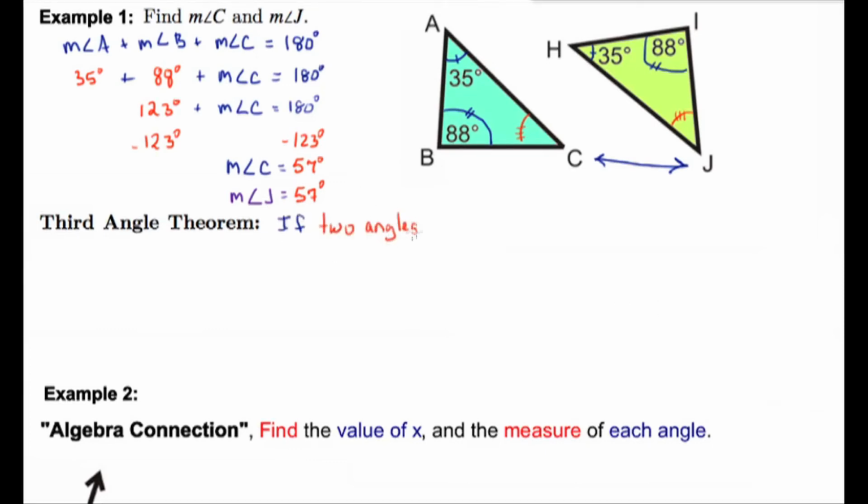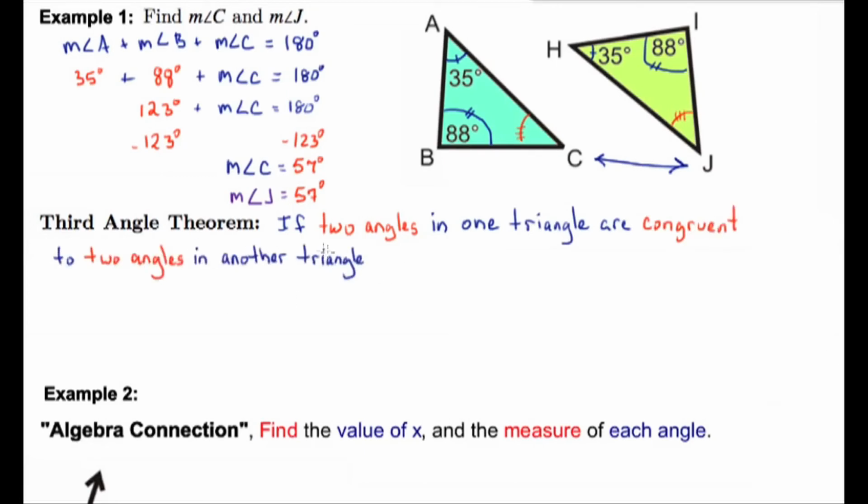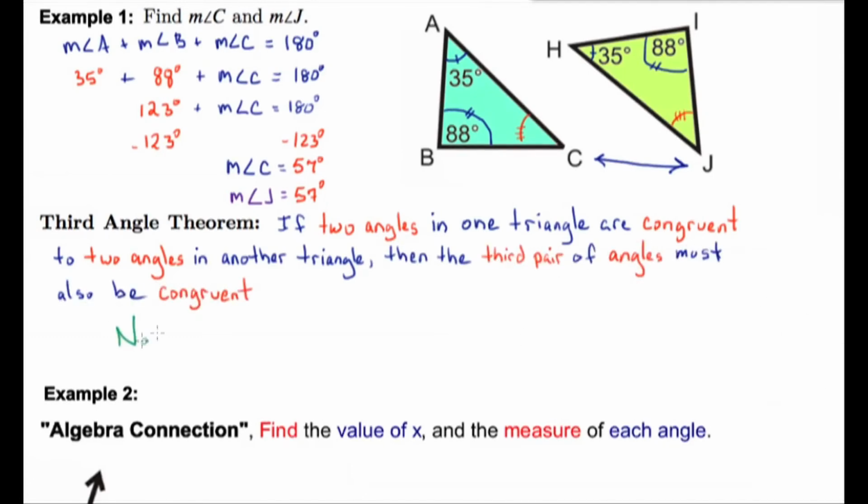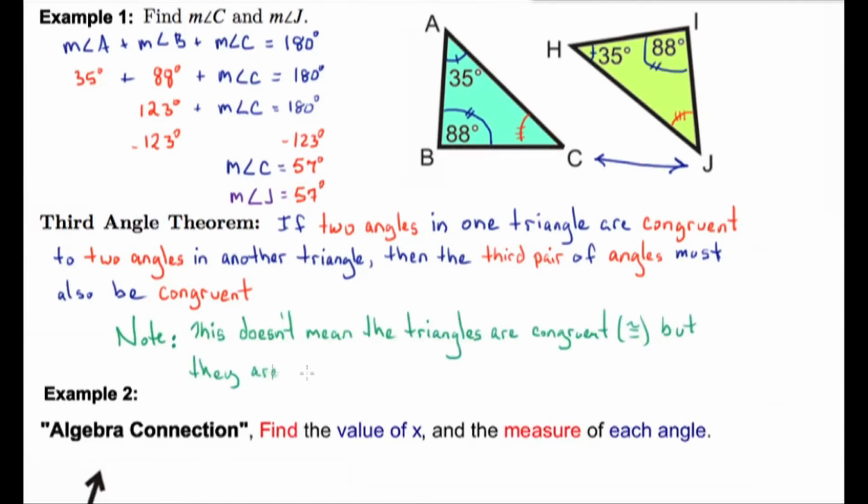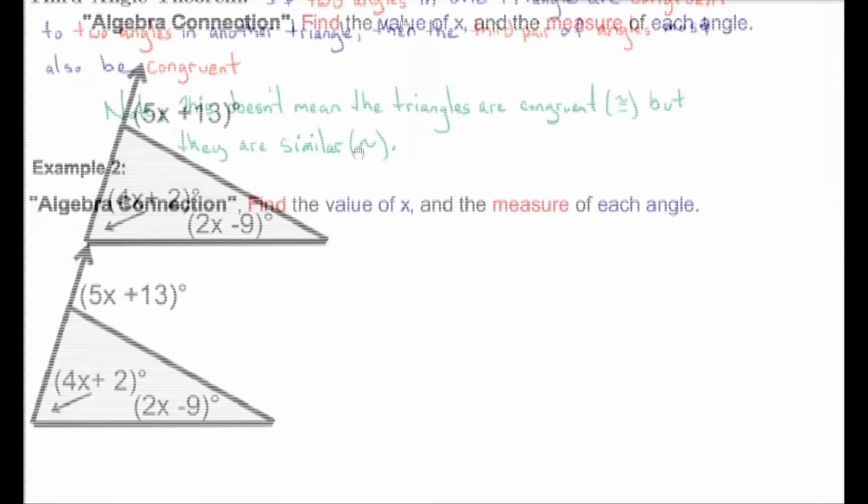This is called the third angle theorem, which states if 2 angles in one triangle are congruent to 2 angles in another triangle, then the third pair of angles must also be congruent. Note, this doesn't mean that the triangles are congruent, but that they are similar.